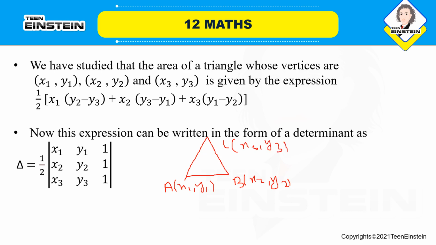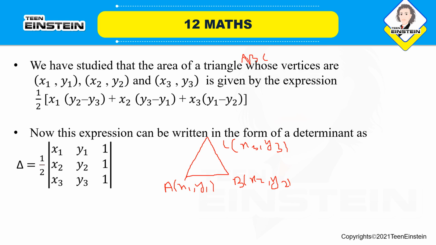So here the area of a triangle whose vertices are A of x1, y1, B of x2, y2 and C of x3, y3 is given by the expression. Here we are finding the area of the triangle ABC, whose vertices are x1, y1, x2, y2 and x3, y3, given by half into x1 into y2 minus y3 plus x2 into y3 minus y1 plus x3 into y1 minus y2. This is the result we have already studied in the lower classes.